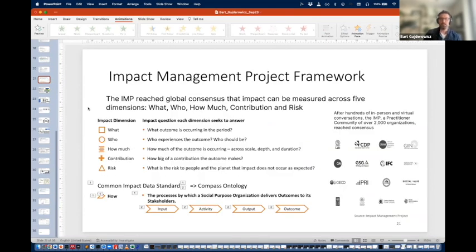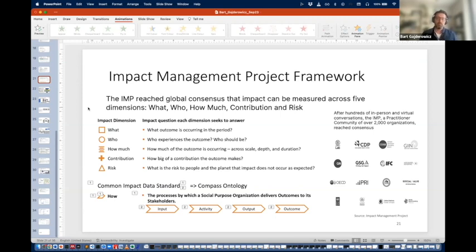So the Impact Management Project is a project that tries to identify how to measure impact in this domain. It has been developed by over 2,000 organizations working together to understand what the outcome is that should be happening, who it's going to, how much of it is actually occurring that's helping the who, how much is contributing to the outcomes that the who is looking for, and what the risks are.